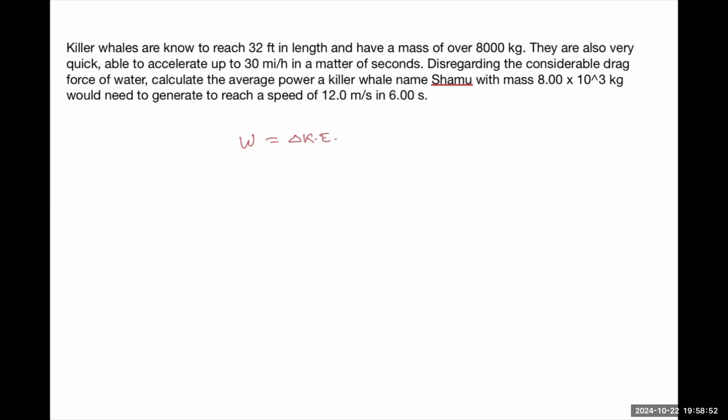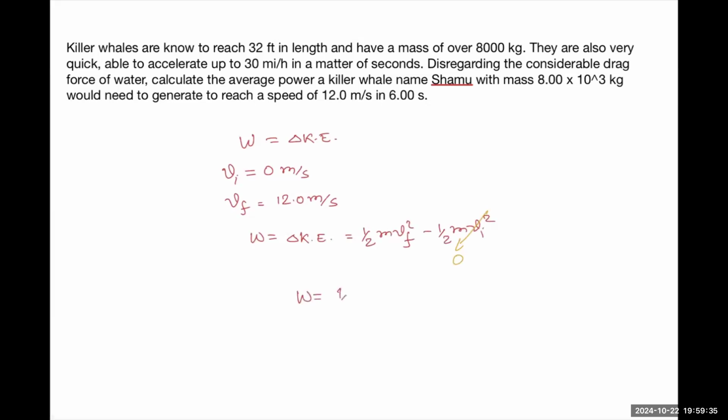So what is my initial velocity? Based on this, my initial velocity is 0 meter per second. And what was my final velocity? I need to go 12 meter per second, right? So now work done is what? That energy is change in kinetic energy: half m Vf squared minus half m Vi squared. Now my initial velocity is 0, so I don't have to worry about this one. Then I can easily calculate my energy.